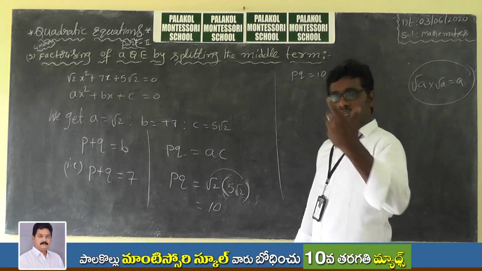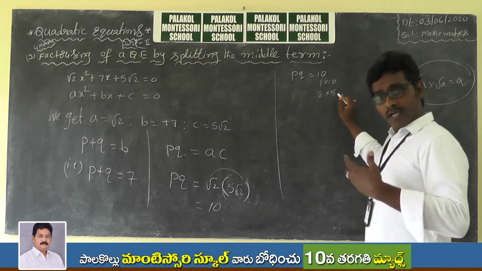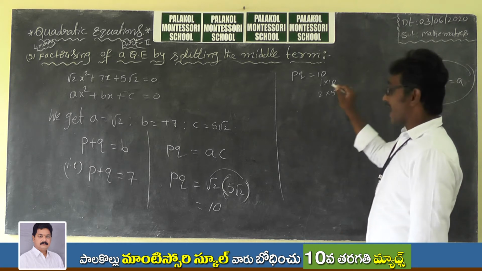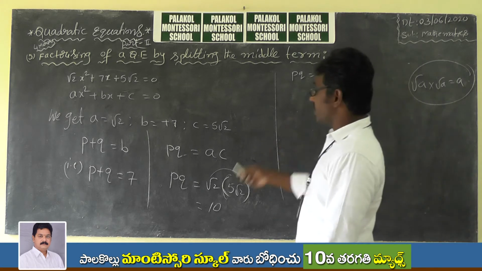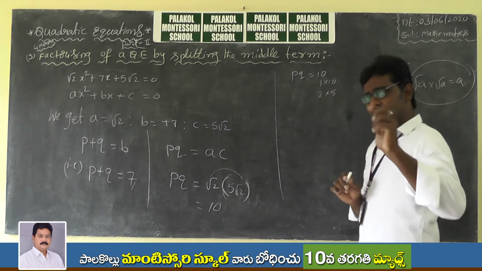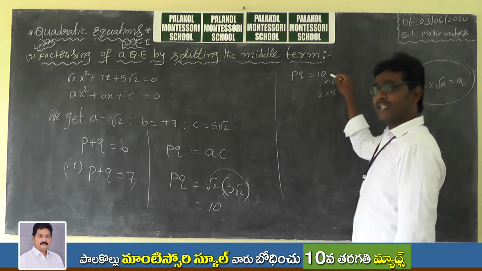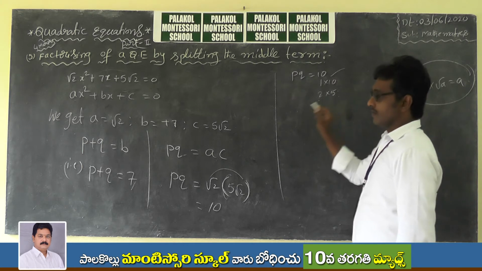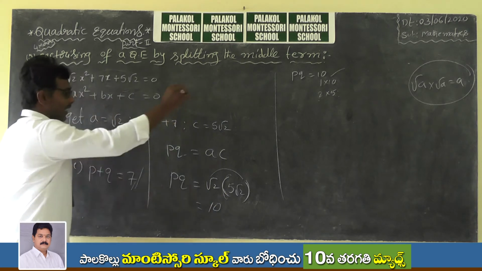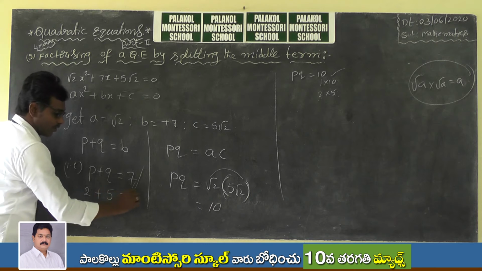First you write the factors of 10. 1 tens are 10, 2 fives are 10. Can you write any other factors? Can't do it. Now, this one is matched. Check which pair gives 7. Just simply imagine 2 and 5; 2 fives are 10. Okay, 2 plus 5 is 7, you get it. That means in p's place you write 2, in q's place you write 5, equal to 7.